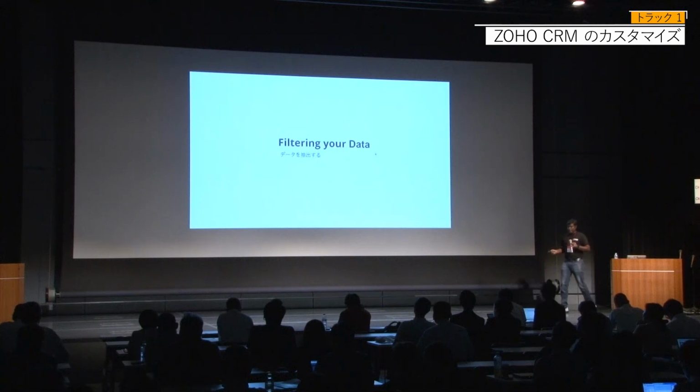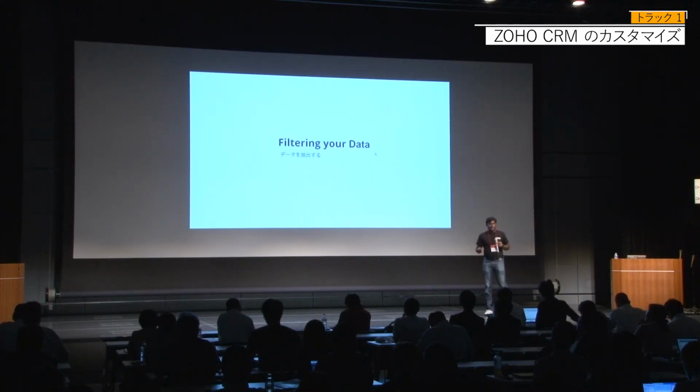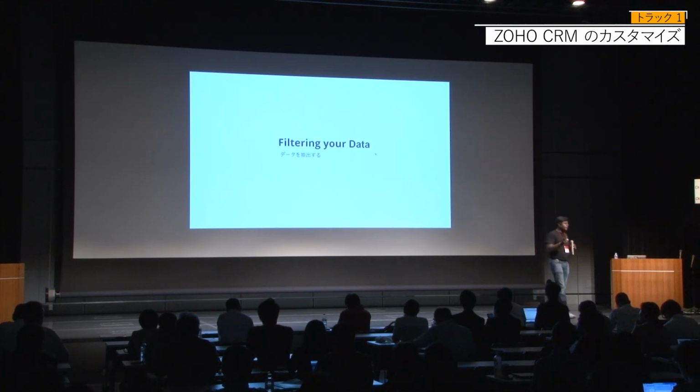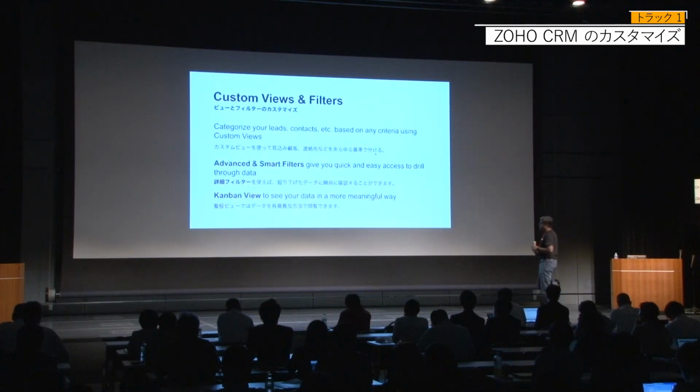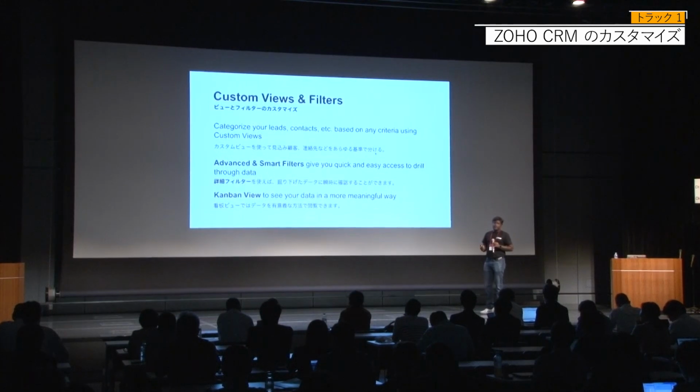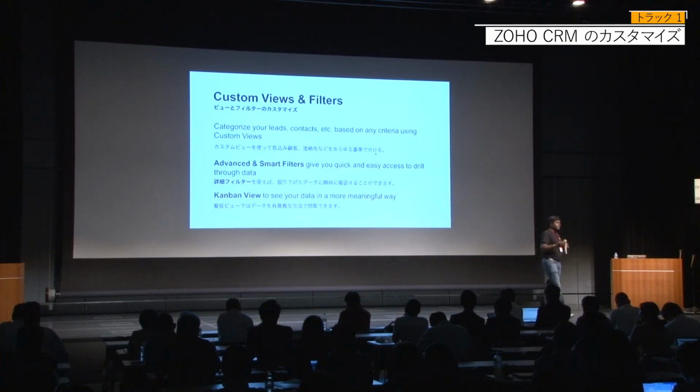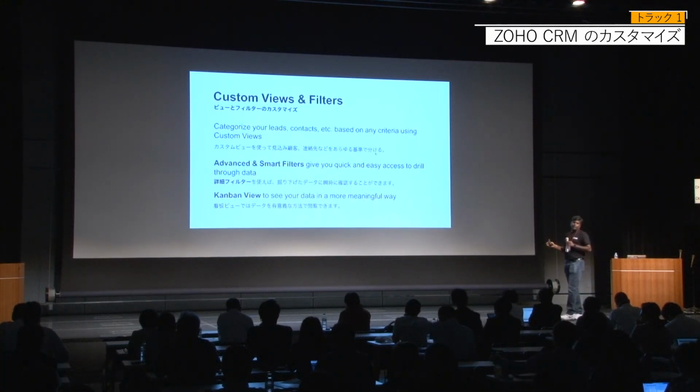Now you've captured the data. The next step is to filter your data. Now you have all your lead and contact information within the system. So what are the options to filter them so that you can target the specific lead or contact that you want to follow up? In Zoho CRM, we have two different ways of filtering data. One is creating custom views, which is applying a criteria so that any record that meets the criteria automatically falls into that specific bucket, right? That's called custom views.